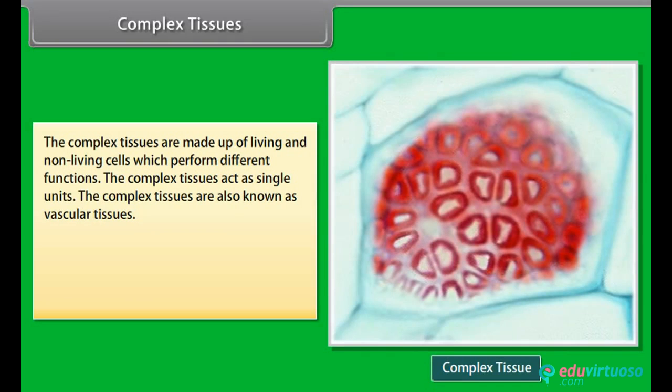Complex tissues. The complex tissues are made up of living and non-living cells which perform different functions. The complex tissues act as single units. The complex tissues are also known as vascular tissues. Complex tissues are of two types: xylem and phloem.